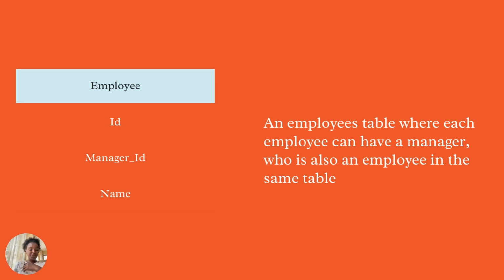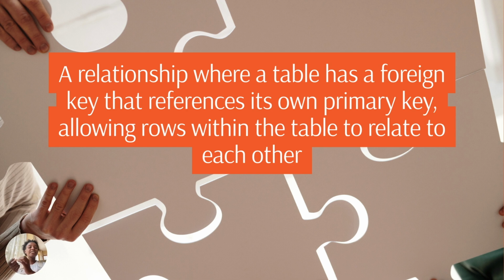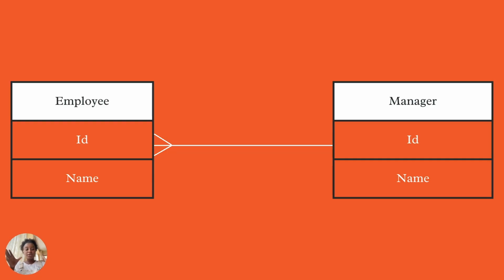That's a challenge for you. A self-referencing relationship is where a table has a foreign key that references its own primary key, allowing rows within the table to relate to each other. Let's look at the premise of this. How did we get to a place where we do self-referencing?